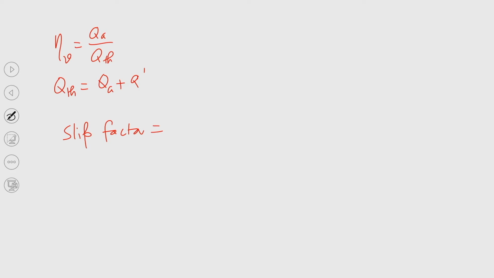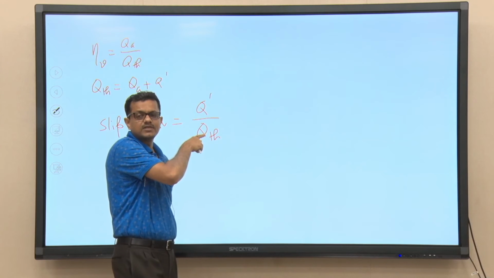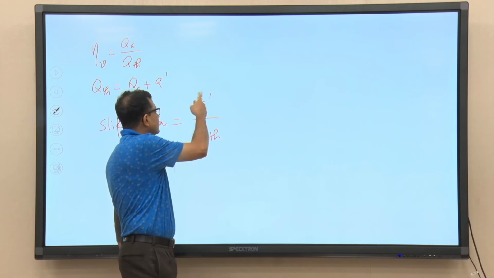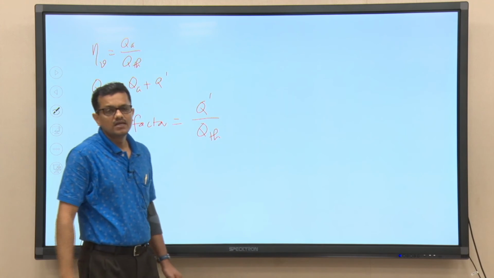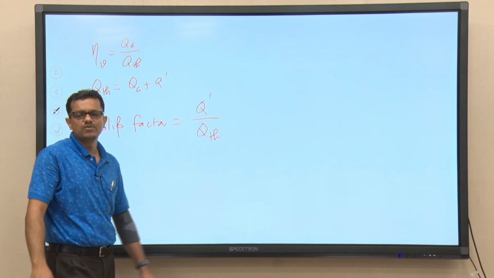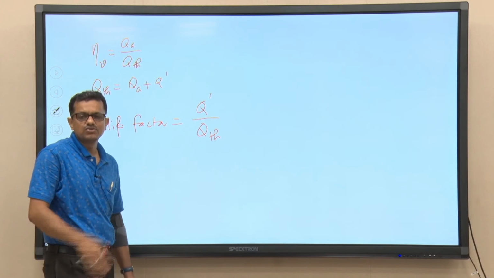Slip factor equals Q prime divided by Q theoretical. So, we are supposed to get this amount of flow rate or discharge when the positive displacement pump is working in the system, but this amount of liquid will not be discharged; that will go back to the pump. This is due to the leakage.